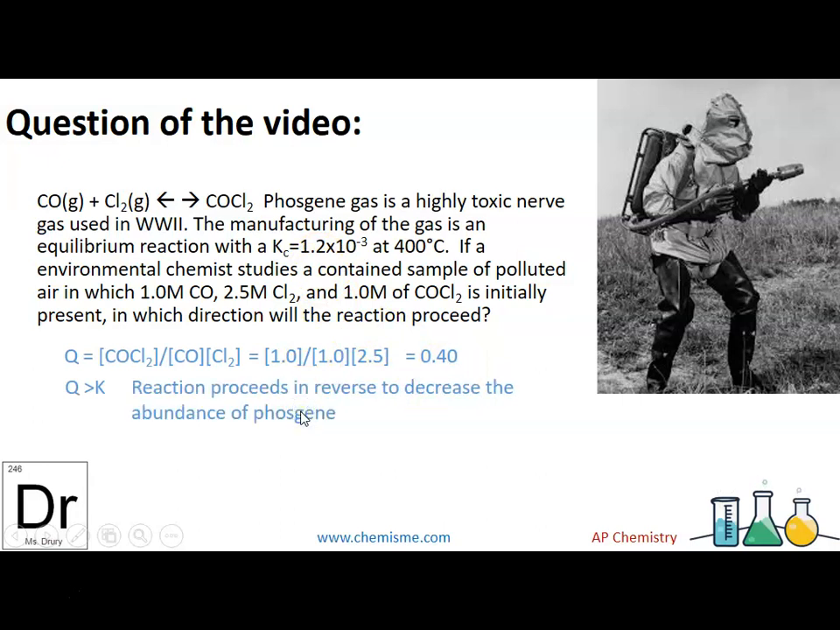reaction has to proceed in reverse to decrease the abundance of phosgene, which in one respect might be great because you'll have less phosgene in the air. It's showing that eventually the phosgene will get to a point where it's a lot less and maybe not as toxic. However, notice that the reaction will form carbon monoxide instead, and so I don't know how much better that's going to be. What will the equilibrium concentrations be?